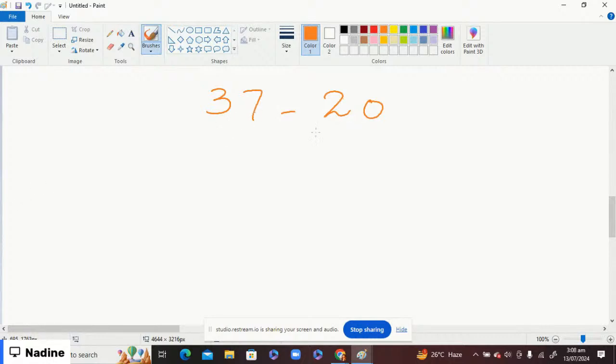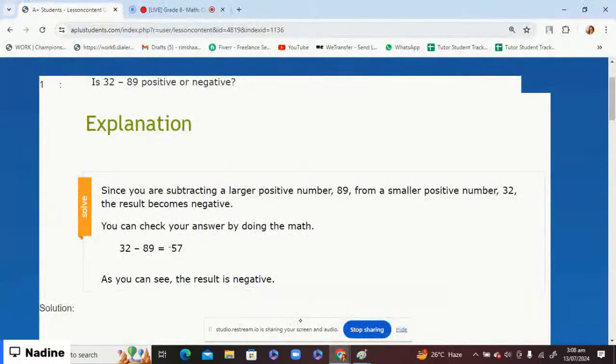Look at here. 7 minus 0 is 7. 3 minus 2 is 1. Which sign do you put? Plus sign. Why? Because there is a plus sign between the 3 and the 7. Okay, this is one kind of question.